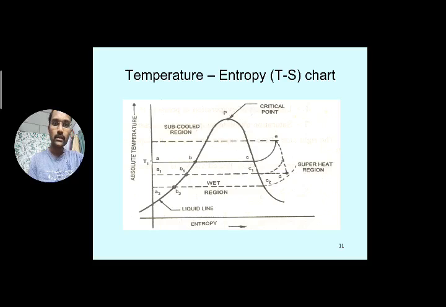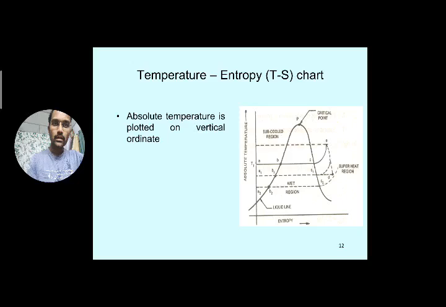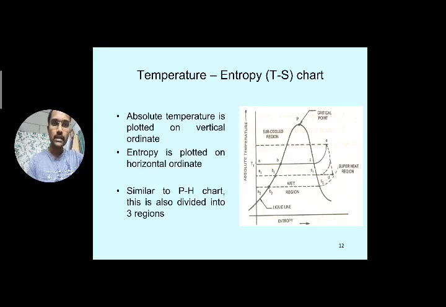There is a liquid line at the left side, and this curve meets at the critical point where it is making contact with the other side, the right side of the curve, that is the saturated vapor line. Again here you have to discuss the same points. Absolute temperature is plotted on the vertical ordinate as earlier discussed, and entropy is plotted on the horizontal ordinate. So three regions are divided in this, similar to the pH chart. The TS chart is also divided into three regions.